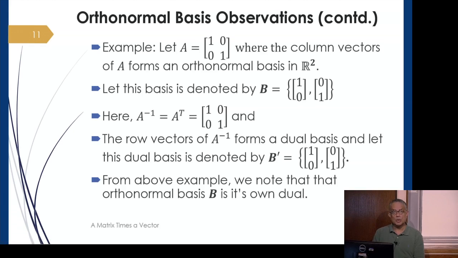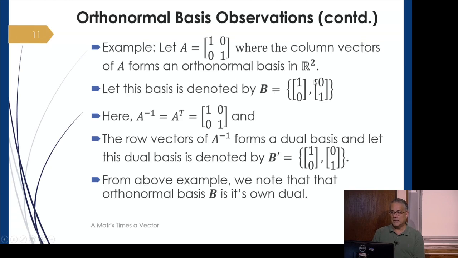So a few observations about orthonormal basis. And this, it's easy to see, A is our classical example. We've been using it a few times so far. They form an orthonormal basis of R2. And let us use the letter B to represent it. And let's calculate the inverse of this matrix, A inverse, which, because it's this particular form of the unit vector, A transpose is also easy to verify is the same as the original. And remember, in discussing dual bases, that the row vectors of A inverse form a dual basis to B, and let this be B prime.